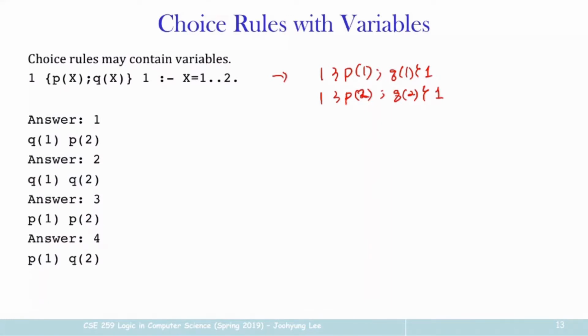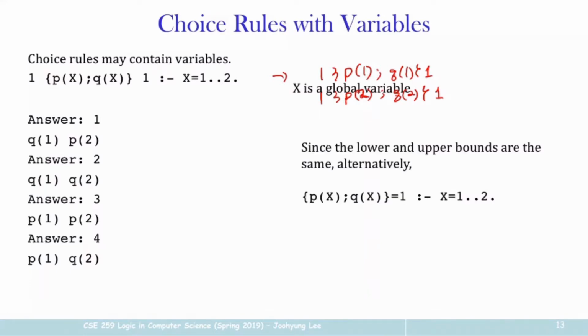How many stable models are here? 4. Because the first rule, you have to choose exactly one from P of 1 and Q of 1. So you can have two choices. Either choose P of 1 or Q of 1. Remember that there is a cardinality bound. You have to choose exactly one from the first set, and you also have to choose exactly one from the second set. And that gives you 4 choices, as you see from these answers. So x here is a global variable.